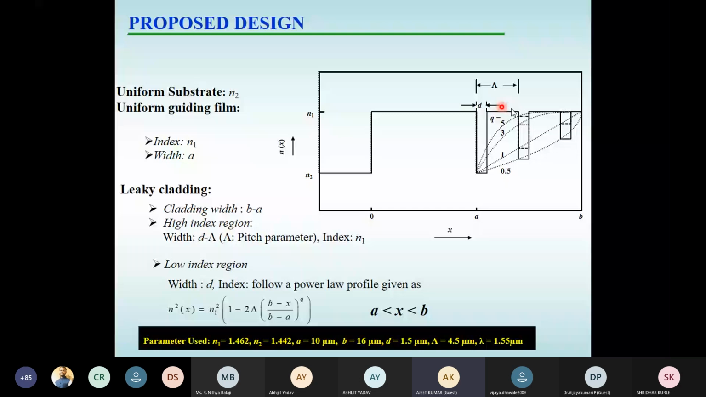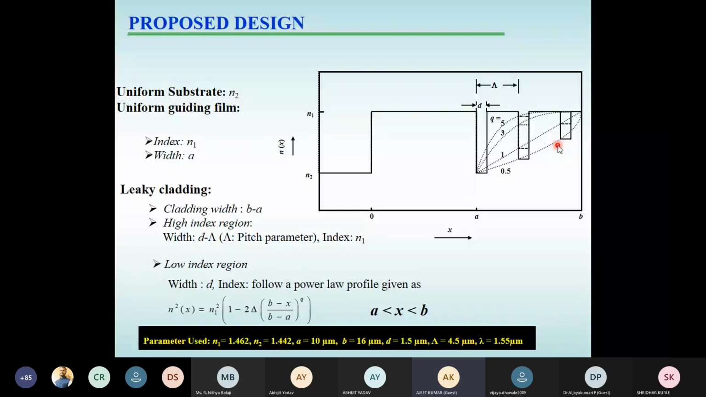So you can see here in the cladding region, we have low index regions and we have high index regions. All the high index regions have the same refractive index as that of the guiding film, but the refractive index of the low index regions is tailored by using this particular profile.